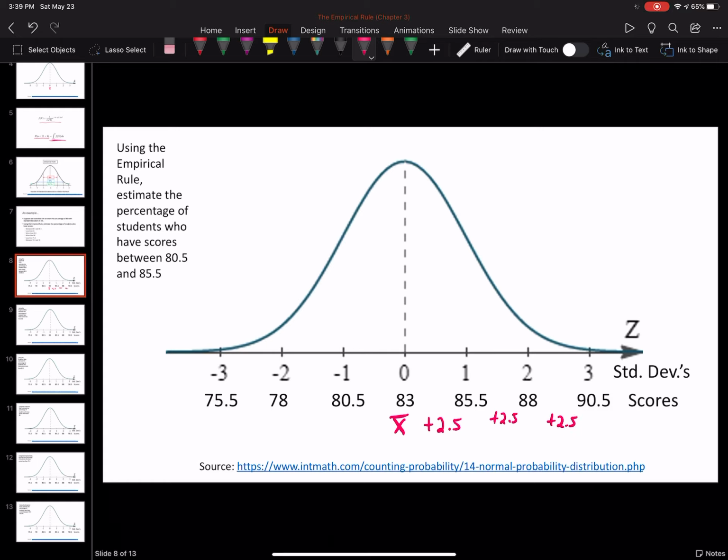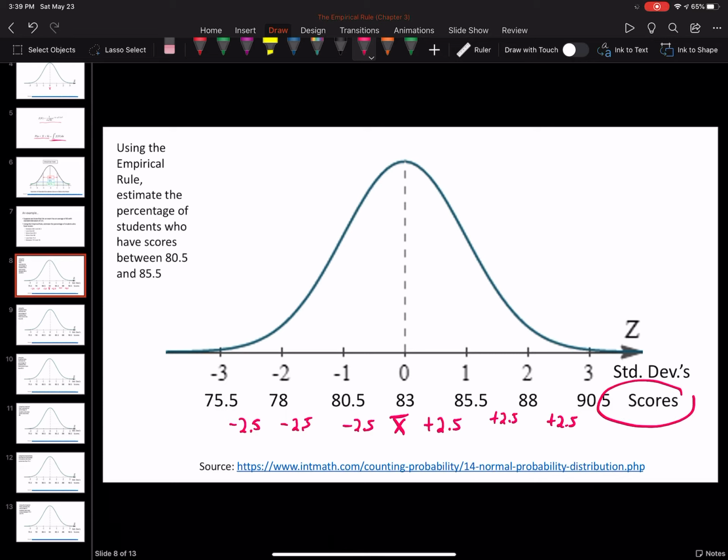And to get the other direction, instead of adding it, you subtract it each time. Okay? And so we subtract all of these, and that gives us the 75.5, the 78, the 80.5. So we're subtracting that standard deviation. Now it's 2.5 in this example. I could look at another example and the mean could be different. The standard deviation could be different. So it just depends, okay?